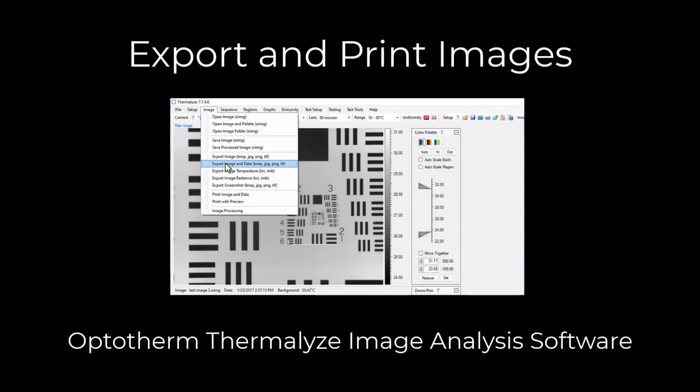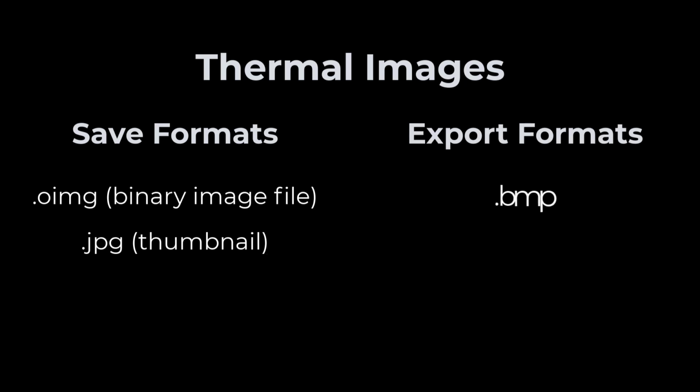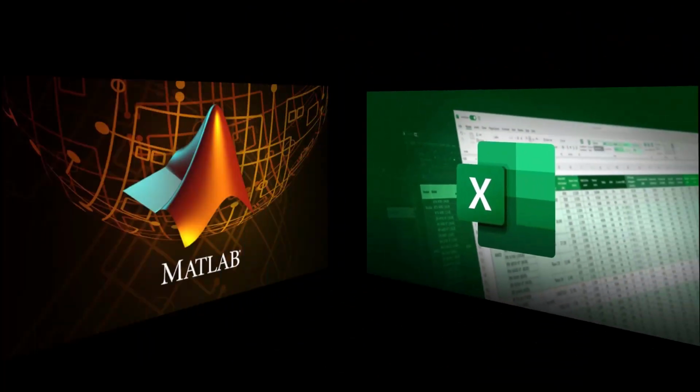This video will demonstrate how to export and print images. Images are saved as a binary file format with a .oimg extension and as a thumbnail file. Images can also be exported in other formats to be opened in other software programs such as Matlab or Excel.